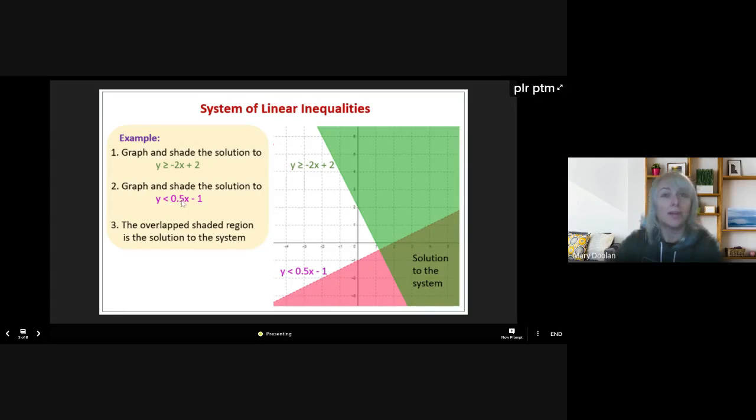0.5 is the same as 1/2. So if I rise 1 unit and run 2 units, that's where I get my next point. I can repeat it to get the other points. And then this is my line.